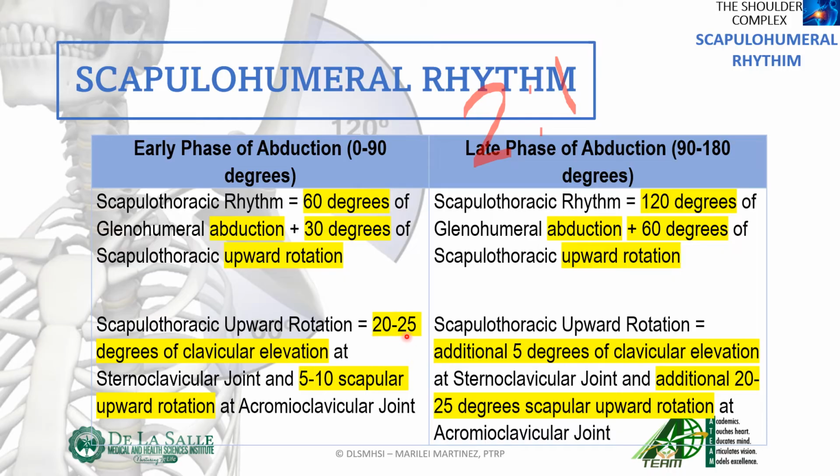The 20 to 25 degrees will be coming from the clavicular elevation at the level of the sternoclavicular joint, and the rest, the 5 to 10 degrees of upward rotation of the scapula, will happen in the acromioclavicular joint. Now, if you add them together, it will result in the 30 degrees of upward rotation in the scapulothoracic joint.